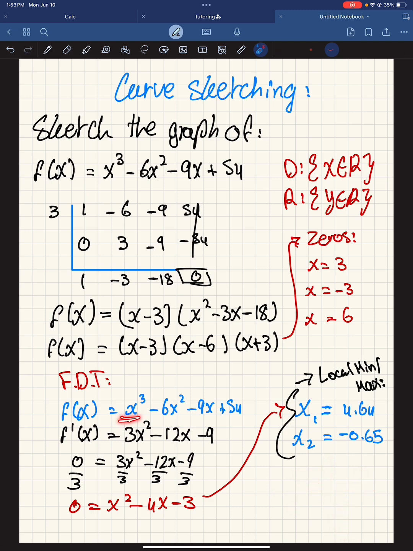I got the first derivative, which was 3, put it to the front, minus 1, 3x squared, 2 multiplied by negative 6 minus 1, minus 12x, and then the derivative of negative 9x is just negative 9. Then I set it to 0 and started solving, and once I got to this point, I could use the quadratic formula and get my 2 x coordinates, which were x1 equals 4.64 and x2 equals negative 0.65.